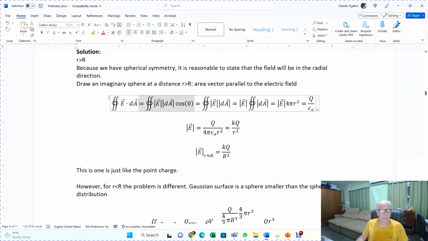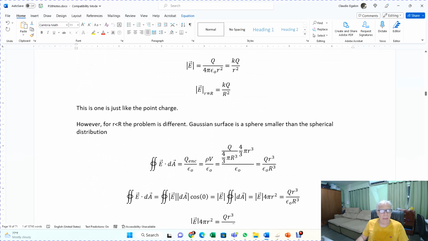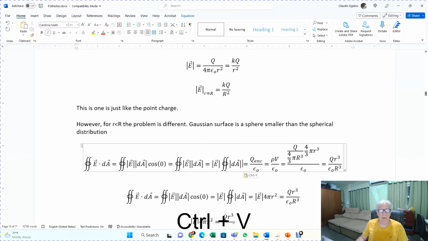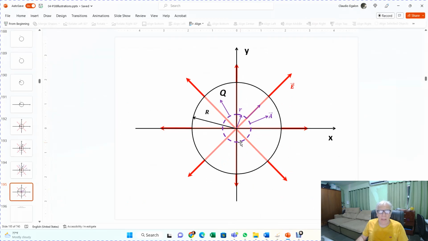I'm even gonna copy what we have here. What becomes different is the Q enclosed. The Q enclosed is no longer going to be big Q. It's going to be less than big Q, because the amount of charges inside this spherical Gaussian surface is less than the net amount of charges in the whole sphere. This value can be calculated rather easily.